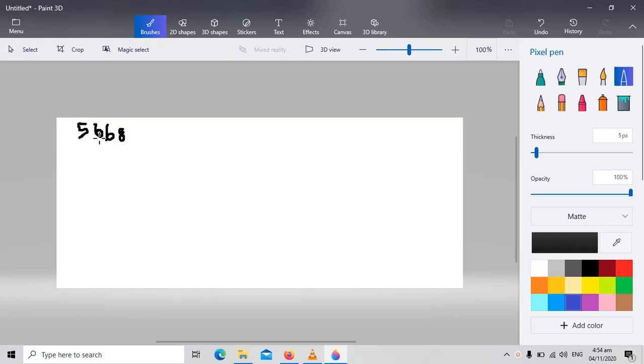Let's start by writing the problem here. 566 with a base number of 8. Now, how can we convert it into a decimal number? Well, first, you are going to have to multiply it. Start with the ones and put 8 to the power of 0, then the tens, put 8 to the power of 1, and in the hundreds, put 8 to the power of 2.